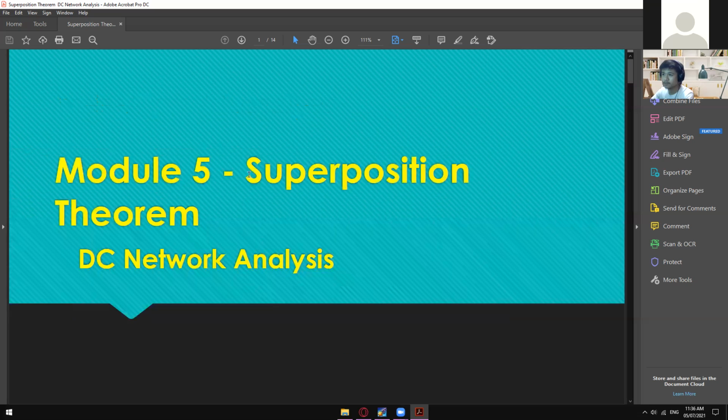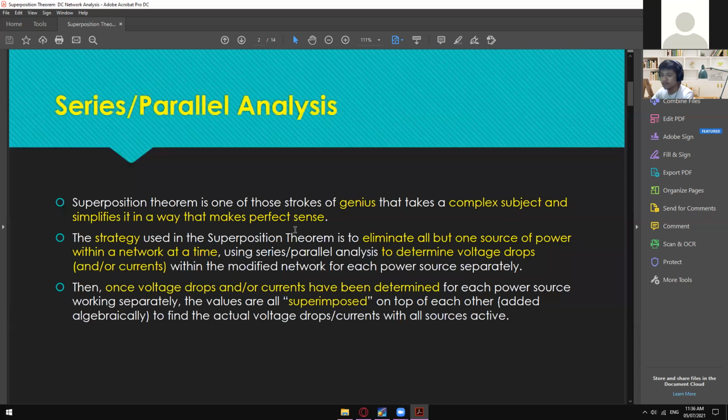So the edge of superposition theorem is this one is perfect if we have a lot of sources. So if we have two, three, four, or five, so this one is super useful. Okay, like this one is the most proper theorem that you can use when it comes to multiple sources. Okay, so the strategy used in superposition theorem is to eliminate all but one source of power within a network at a time. So if you have five sources, so you're going to have five combinations separately. Okay, so yeah, this one is time consuming.